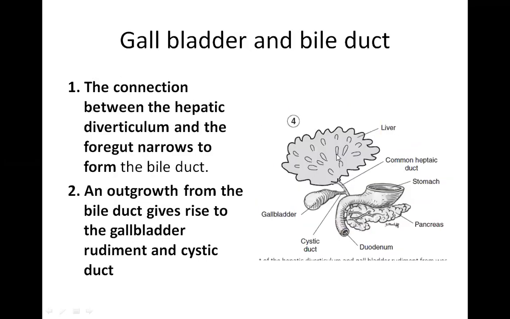The gallbladder and the bile duct. So the connection between the hepatic diverticulum and the foregut, it narrows to form the bile duct. So an outgrowth from the bile duct, it gives rise to the gallbladder rudiment and the cystic duct.